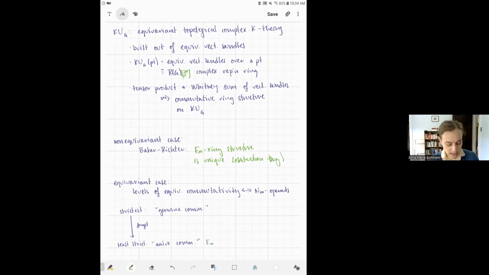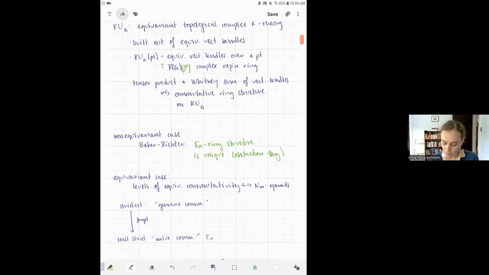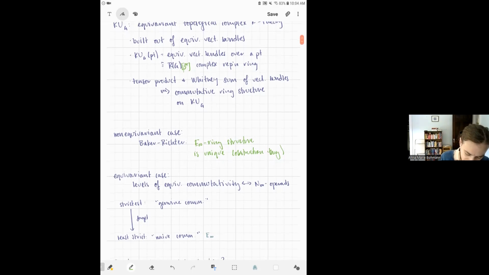The strictest of these levels is called genuine commutative structure. We might say that this is encoded by an operad, which I'll call E infinity G. The G is for the group action, but you could also think of it as for genuine. This is the strictest level you can have. This corresponds to having lots of norm maps, if you want to think about it that way.